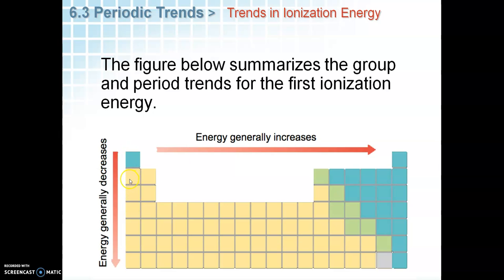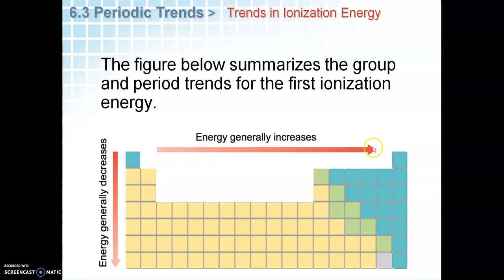So as you go down a column, ionization energy decreases. It gets easier and easier to rip electrons free, which means they're more likely to form positive ions. If you can easily pull an electron off of francium here, it's going to form a positive ion just like that. If it takes a little more work to take an electron off of hydrogen up here, it's going to be harder to make it form a positive ion. Okay?